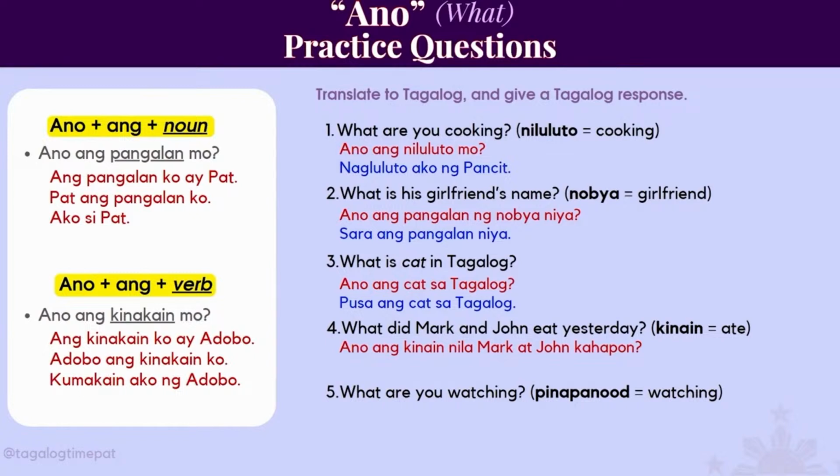Ano ang kinain ni Mark kahapon? It's just one person. But when it's multiple people, you have to use nila. Ano ang kinain nila Mark at John kahapon? Response, kumain sila ng lechon kahapon. So, sila is the pronoun here. And that's a subject pronoun. So, kumain sila ng lechon kahapon.